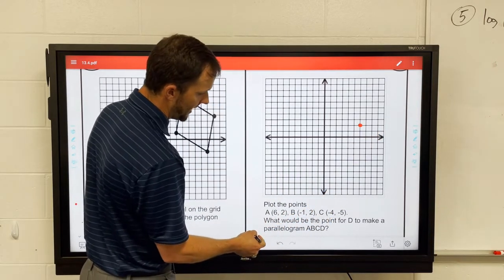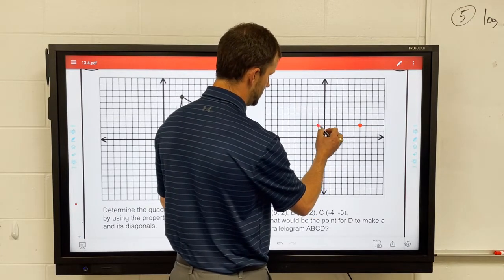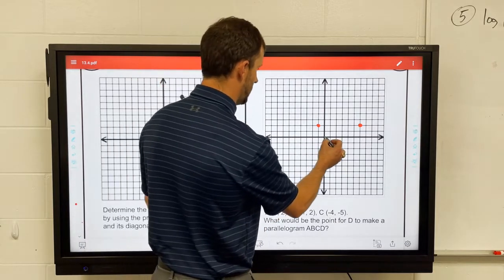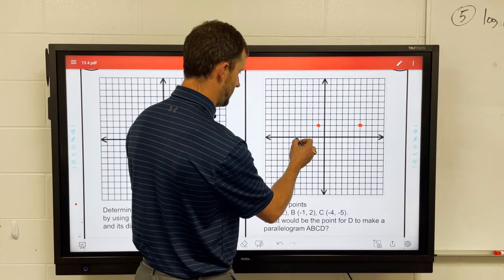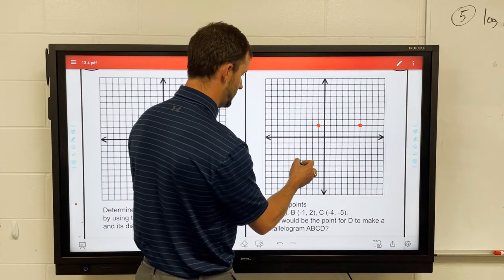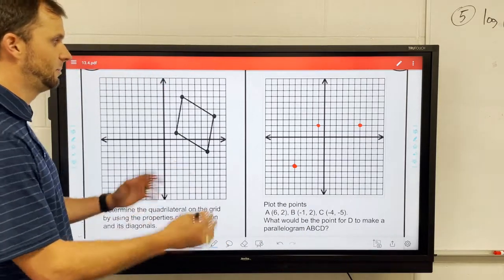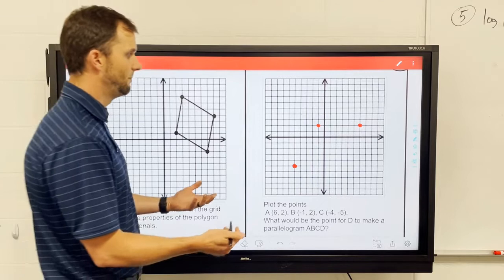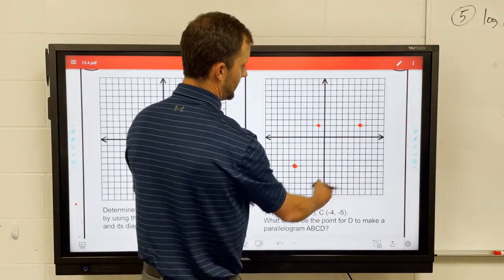Point B would be -1, 2. So I'm going to go over 1 and up 2, okay? And then C would be -4, -5. So I'm going to go over 4, 1, 2, 3, 4, 5, and then down 5. 1, 2, 3, 4, 5, okay? Right now we need to kind of get the picture here. If I wanted to make a quadrilateral out of this, my point is going to be somewhere down here, because I'm going to have to end up putting the point here in order to do that.